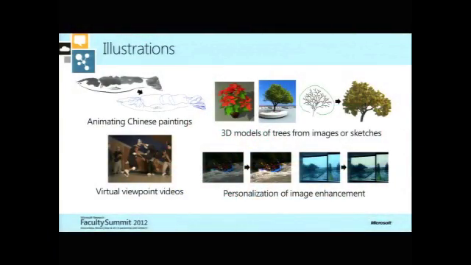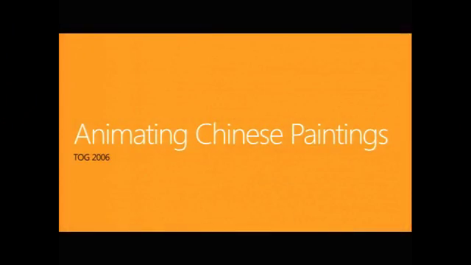So in this talk, I'm going to illustrate my point about how computer vision techniques can help graphics. And I'm going to talk about animating paintings, looking at 3D videos where you can actually change the viewpoint while you're viewing a video, how to generate three-dimensional models of plants and trees, and automatic image enhancement. So I'm going to start off with animating paintings.